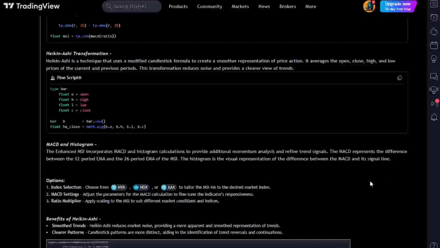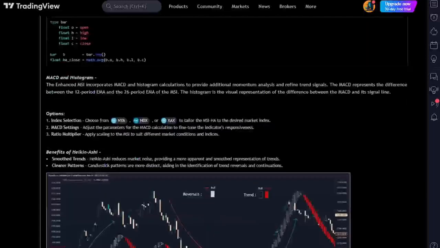Now let's talk about customization options. You can choose your preferred market index from options like NYA, NDX, or XAX. Adjust the MACD settings to fine-tune the indicator's responsiveness, and apply a ratio multiplier to scale the MSI according to different market conditions and indices.